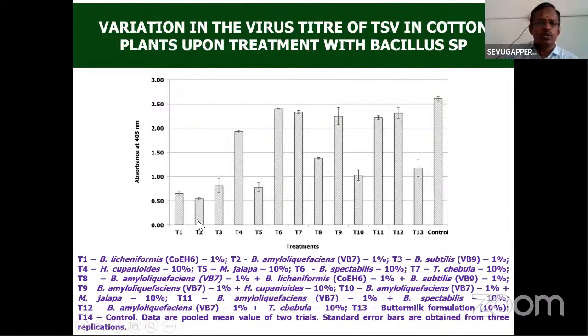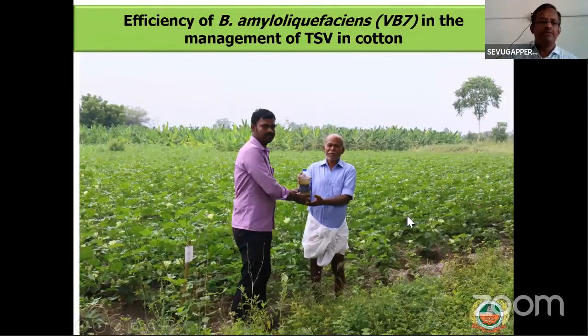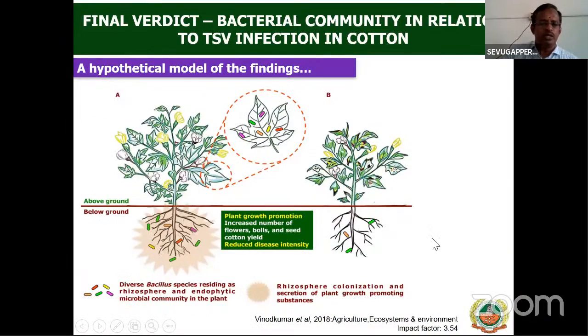The virus titer was found to be much reduced in this case through ELISA reading. The virus titer was 0.5, whereas in the inoculated control it was around 2.5. So a 200% to 300% increase in the virus titer was observed in the control. The field trial was conducted for this, and this is the hypothetical model which explains that when we apply Bacillus amyloliquefaciens or Bacillus licheniformis, it results in suppression of the viral disease. This paper we published in Agriculture, Ecosystems and Environment in 2018.